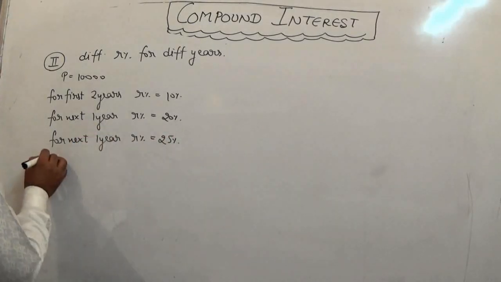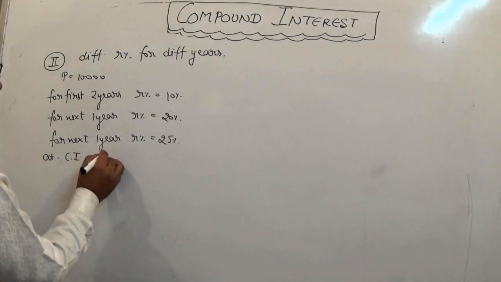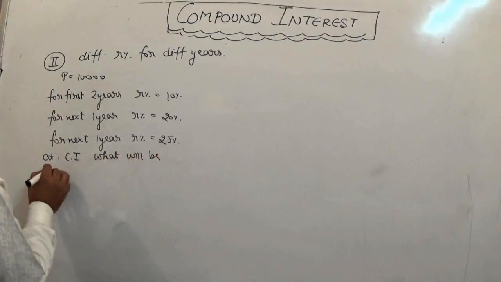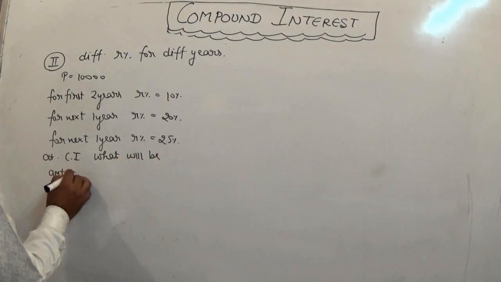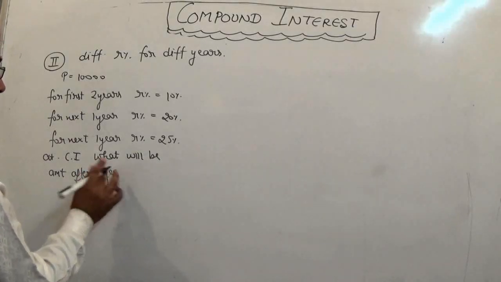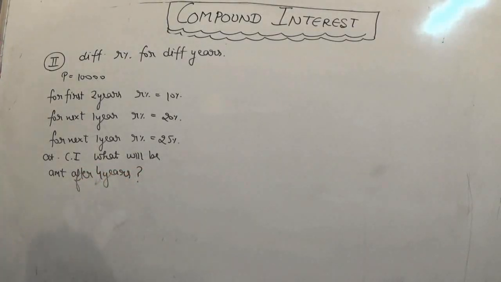I have to find out, at compound interest, what will be the amount after 5 years? What will be the amount after 5 years? That is the statement. Sorry, after 4 years, because the total time is 4 years. I have to find the amount.